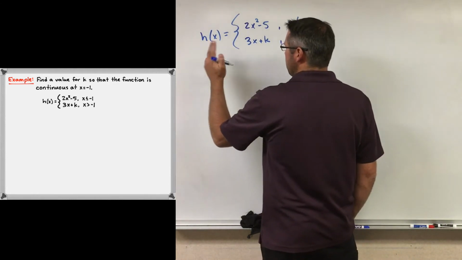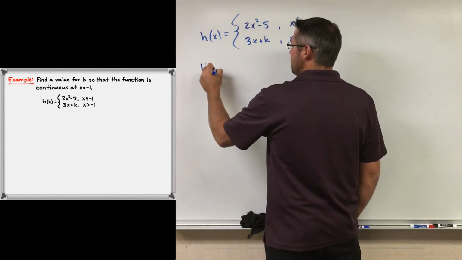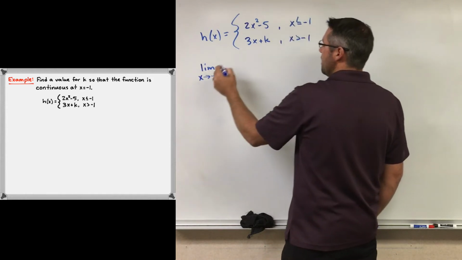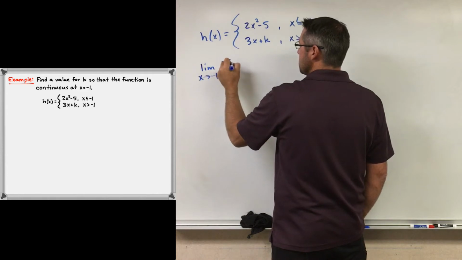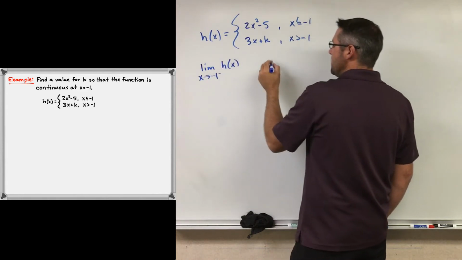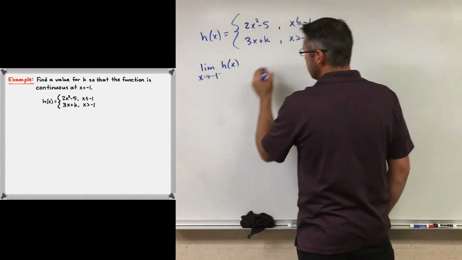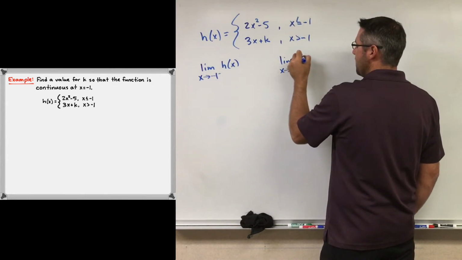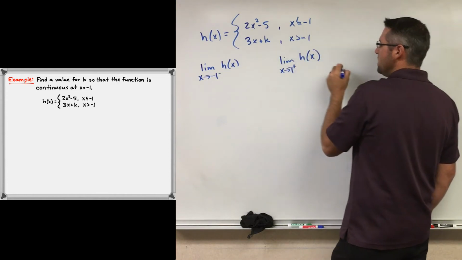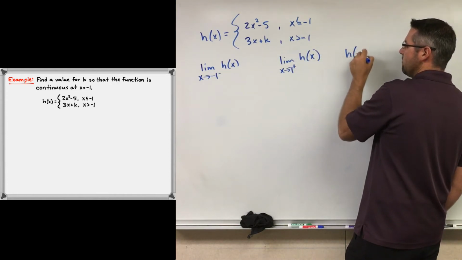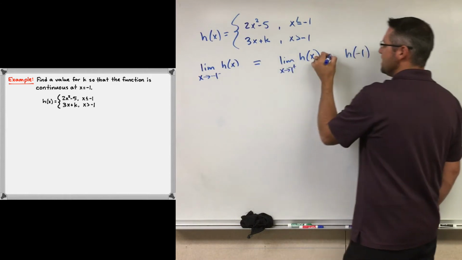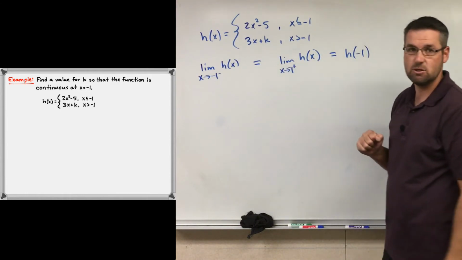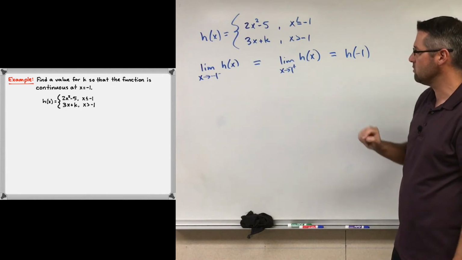Remember, we need to figure out the three things. We need to figure out our left-hand limit, so the limit as x approaches -1 from the left of h of x. We need to figure out our right-hand limit, limit as x approaches -1 from the right of h of x. And we need to figure out h of -1. All three of these things must be equal to each other. If these are all equal to each other, then it's a continuous function at x equals -1.